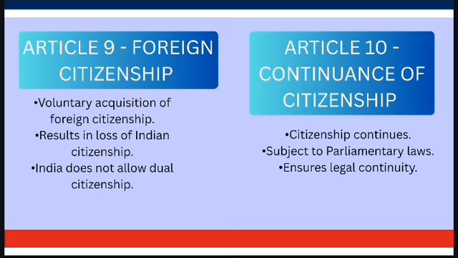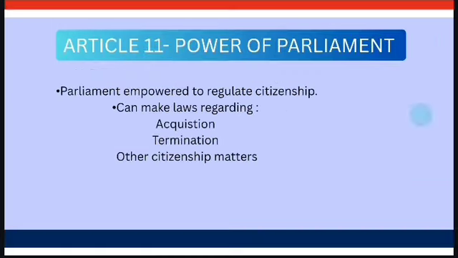Article 10 deals with continuance of citizenship. Article 10 guarantees that every person recognized as a citizen under the Constitution shall continue to remain a citizen. However, this continuance is subject to laws made by Parliament. This article provides stability and continuity in citizenship status. Next is Article 11, that is power of Parliament. Article 11 grants Parliament the authority to make laws concerning citizenship. Parliament can regulate acquisition, termination, renunciation, and all other matters related to citizenship. Using this power, Parliament enacted the Citizenship Act 1955.